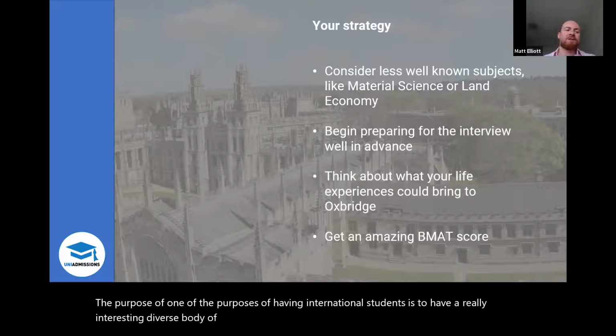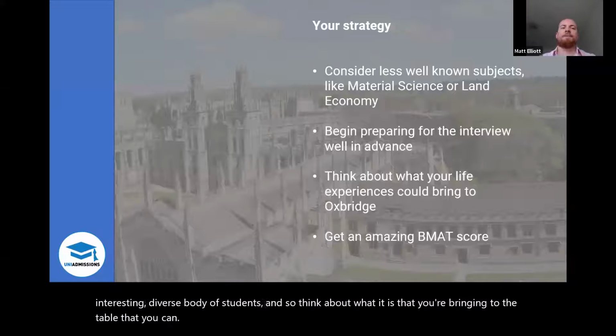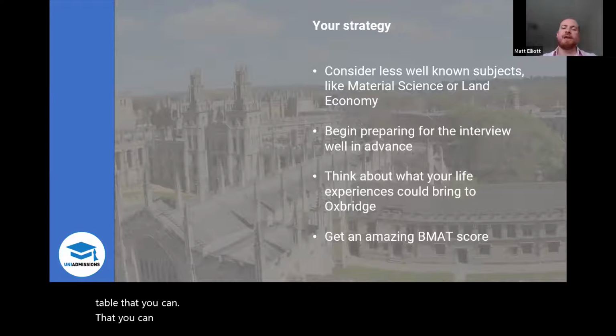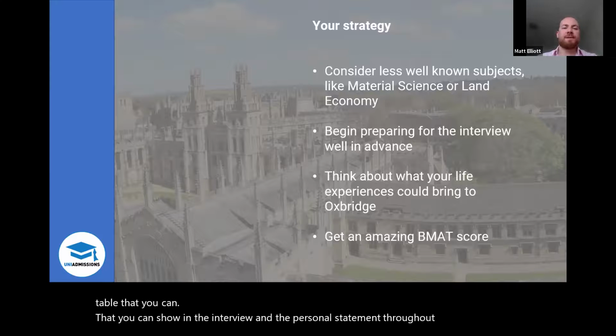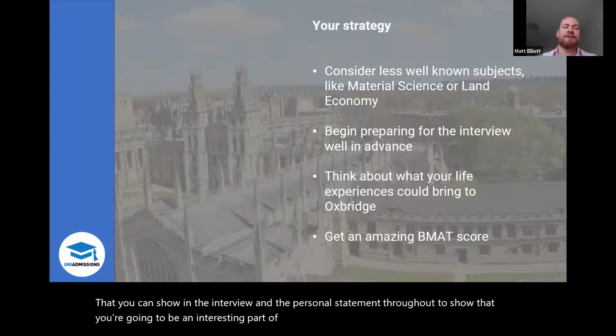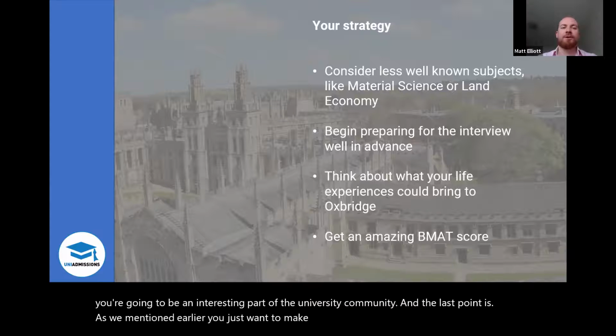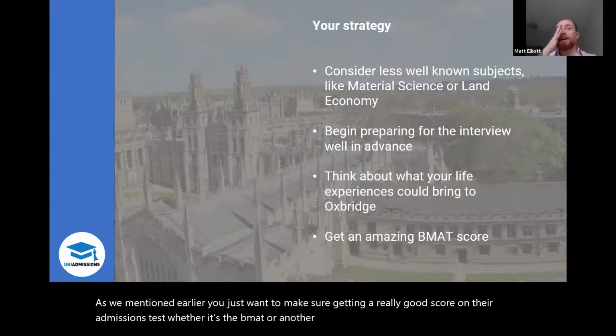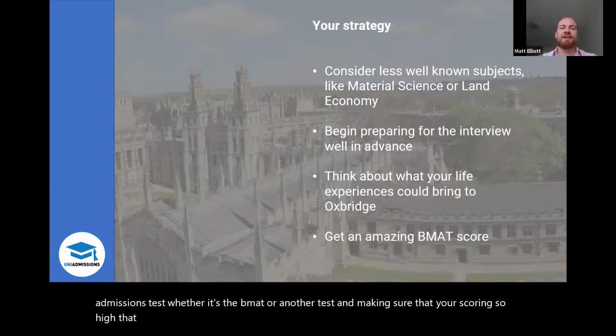And so think about what it is that you're bringing to the table that you can show in the interview and the personal statement throughout to show that you're going to be an interesting part of the university community. And the last point is, as we mentioned earlier, you just want to make sure you're getting a really good score on an admissions test, whether it's the BMAT or another test, making sure that you're scoring so high that there's no chance of you not getting that interview, and then getting that place from there.